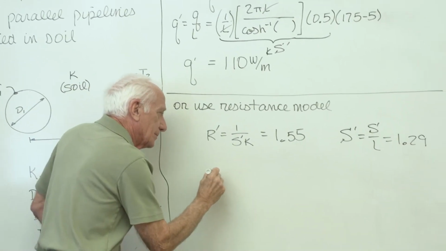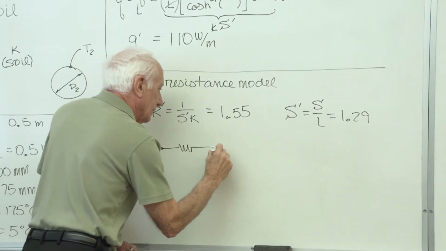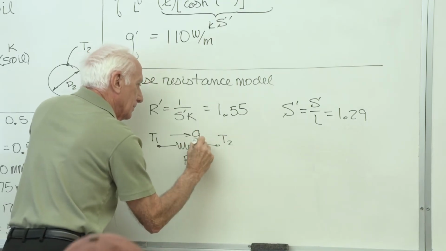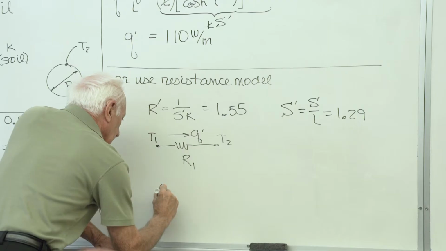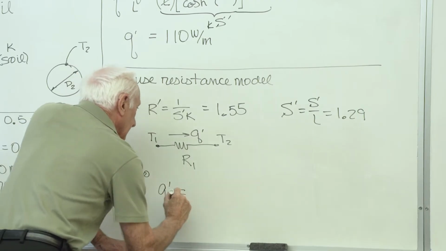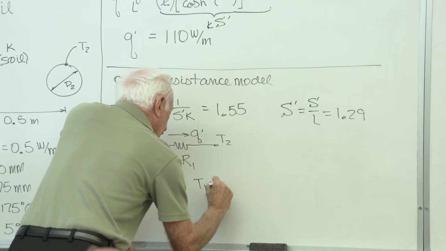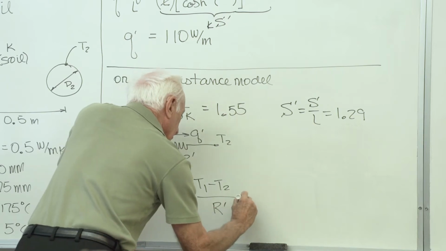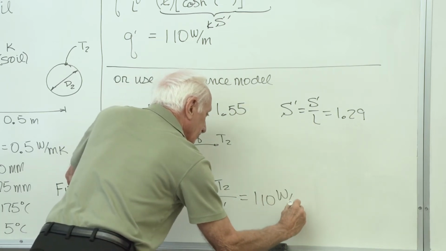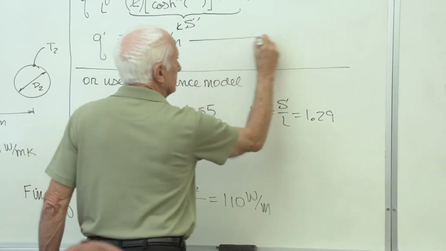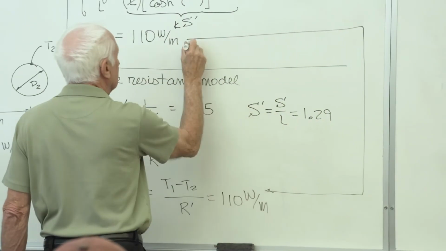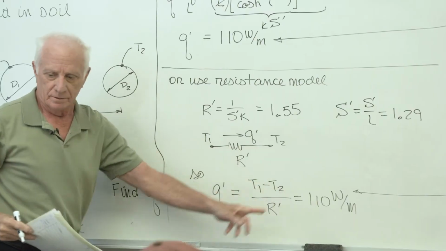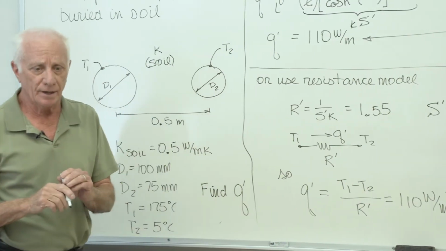Now, let's go back to chapter 3, our resistance model. R prime, T1, T2, Q prime. There it is. So Q prime is equal to T1 minus T2 divided by R prime. Of course, you get the same answer either way, 110, 110. So you can use the resistor model, though, if it's helpful.